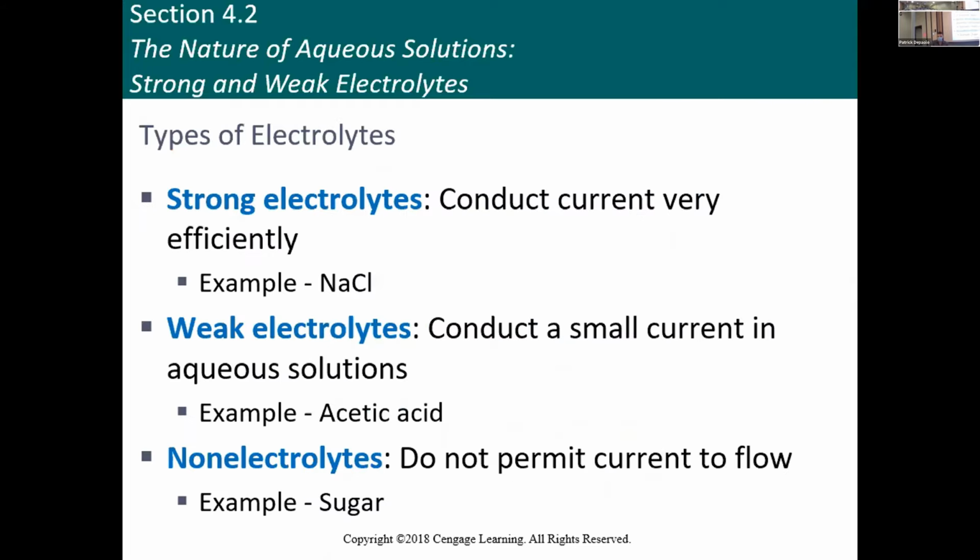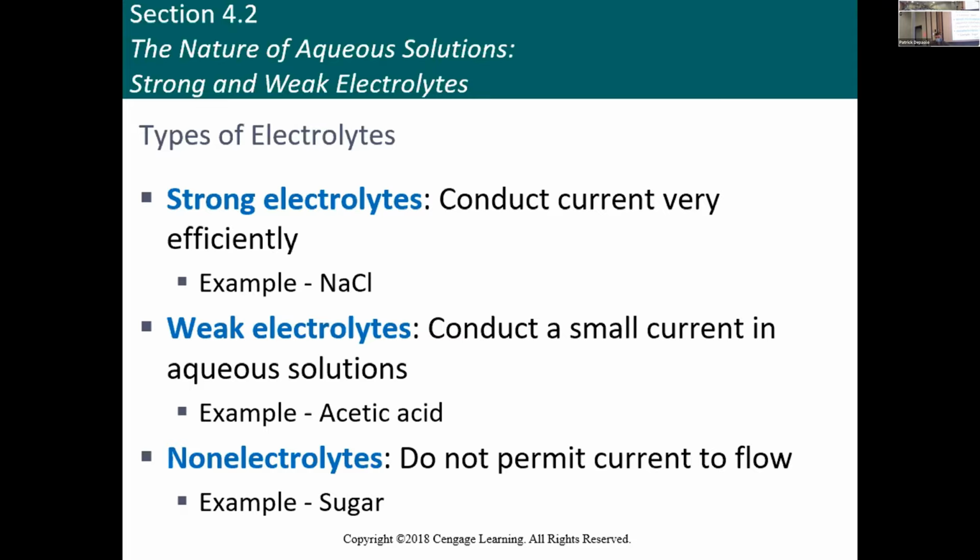So here's the term: strong electrolyte. The definition that should be added to this is, yes, it conducts current very efficiently, but more specifically, it does 100% ionization in water. That's the key term. So for strong electrolytes, 100% ionization in water. It's very important.